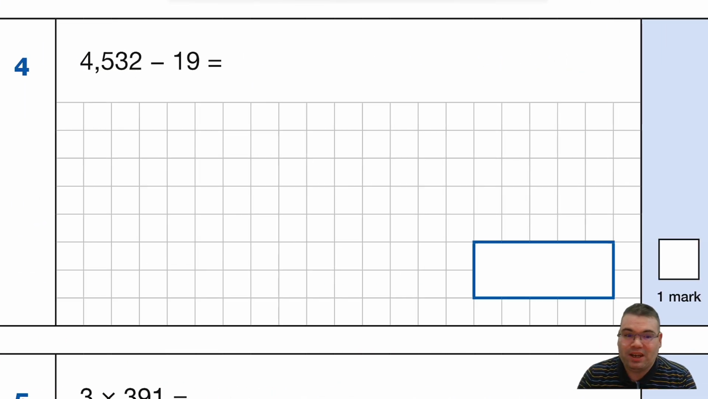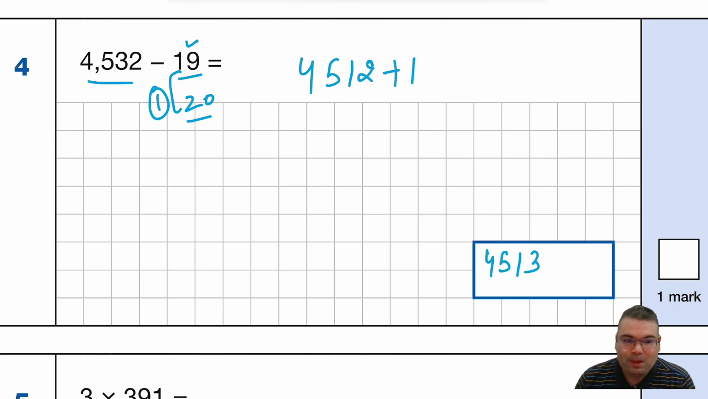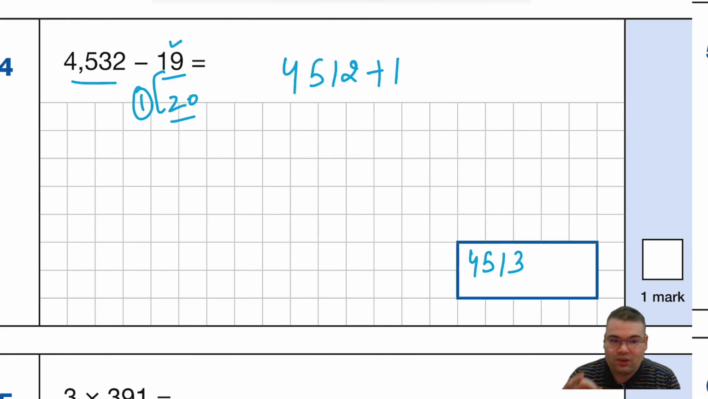So this is the next question. Again, you can do this question by the normal method or you can apply the trick. So here, let's write 19 as 20, right? So 4532 take away 20 is 4512, right? Now, we have subtracted 1 extra. We need to subtract 19. We have subtracted 20. So that one you need to add back. So the final answer is 4513. This trick is the subtraction by compensation method.